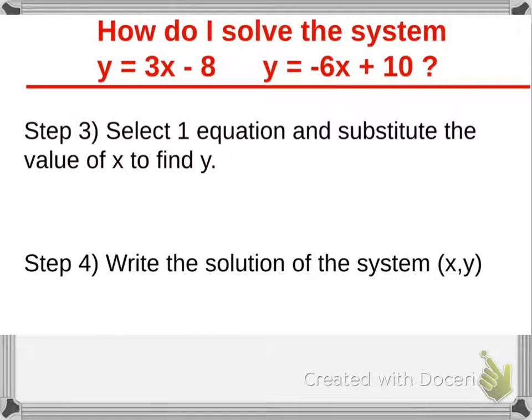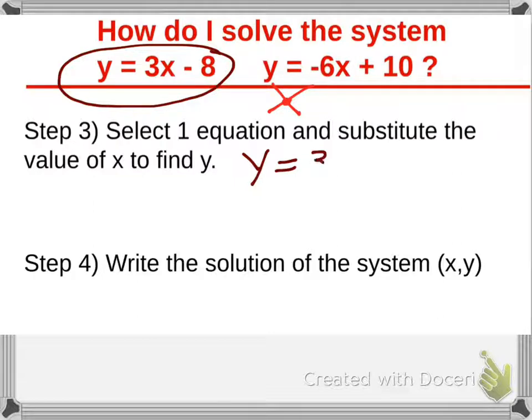The next step says, select one of the equations and substitute the value of x to find y. Because remember, we're still looking for that coordinate point, that intersection graphically. Remember, the point where they meet. So I'm going to pick the first one. And if you like negative numbers, you can work with the second one. But I'm going to pick the first one. I'm going to write it down.